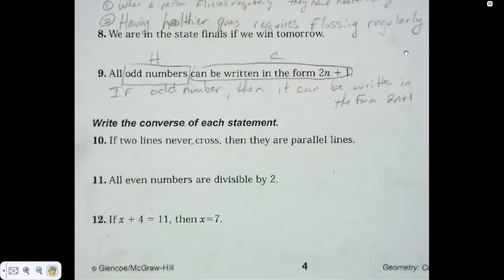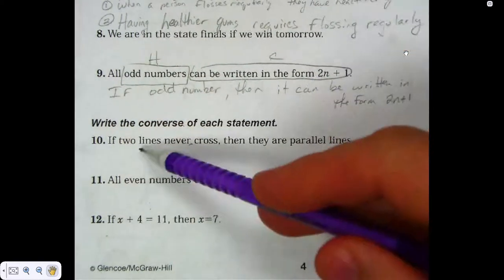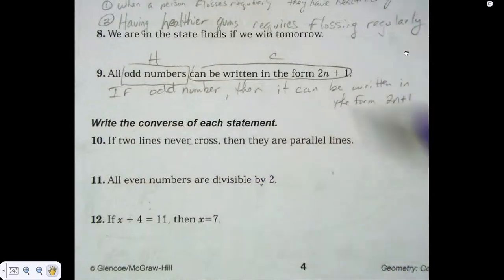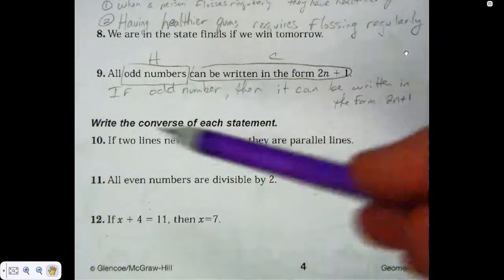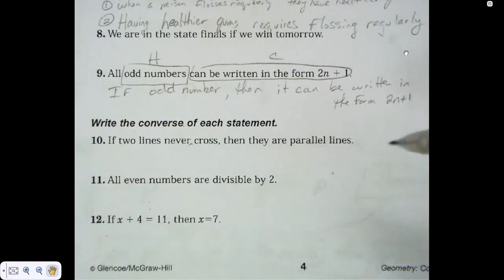What is the converse of the first statement? The first statement here, look at number 10. If two lines never cross, then they are parallel lines. What would the converse of that be? If they are parallel lines, then they're two lines that never cross. Or you could say if two lines are parallel, then they never cross. Right?